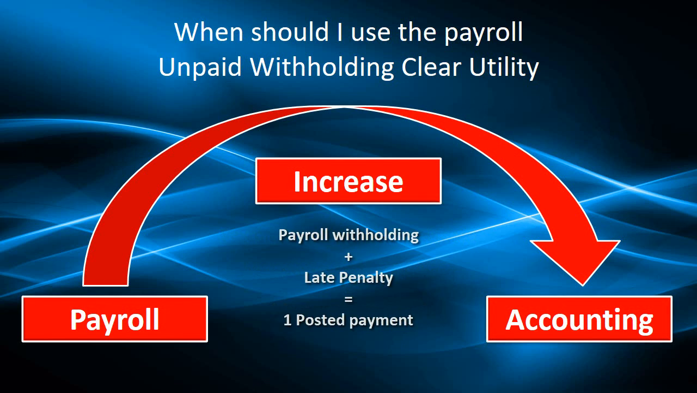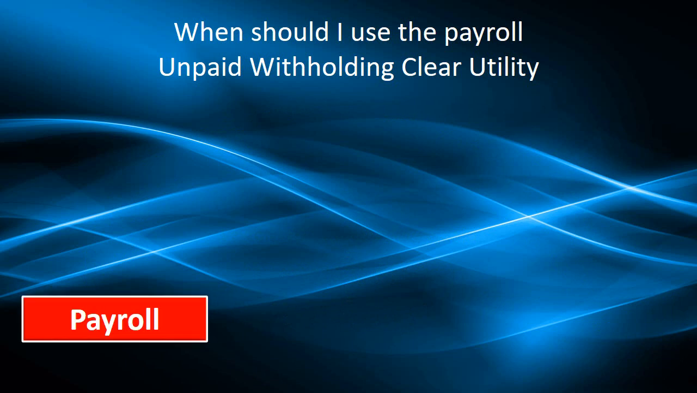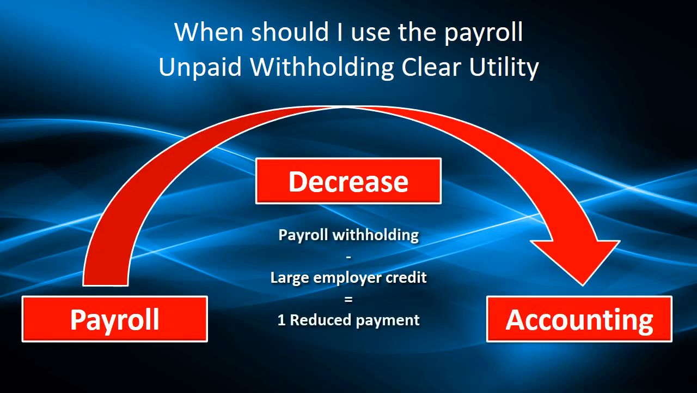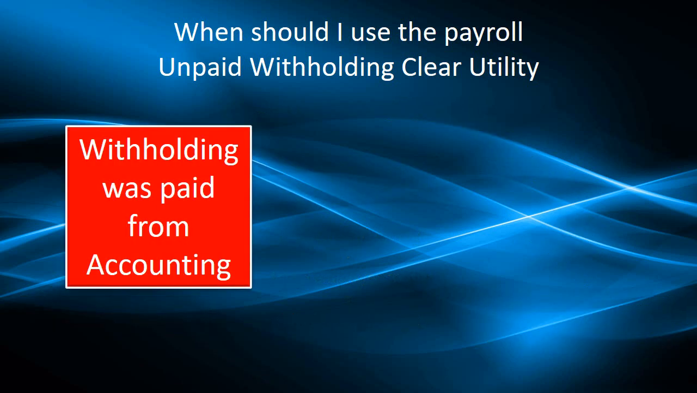Sometimes the payroll payment needs to be decreased. Well, why would you need to decrease your payroll payment? Most of the time that's because you are a new fiscal officer and you have found a large employer credit available on the OPERS or OP&FPF website. Once again, we're going to clear the payroll withholding, send it over to accounting where you can decrease the payment by the credit.